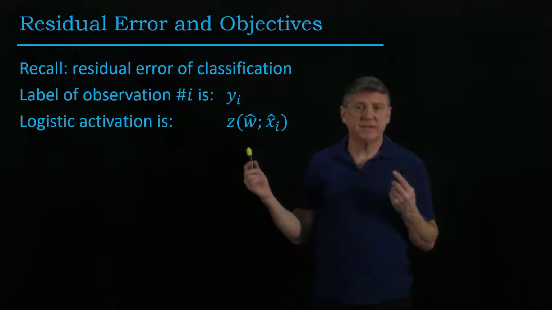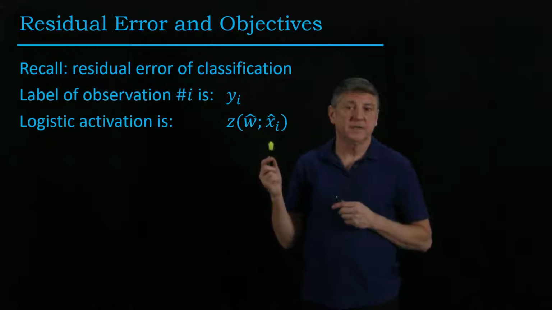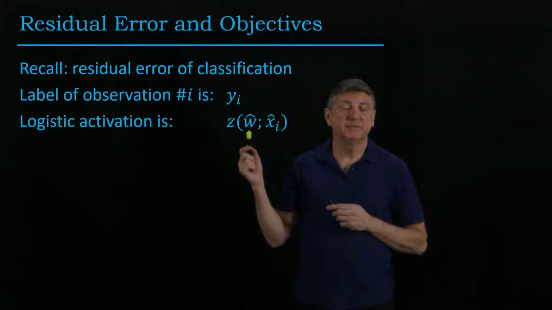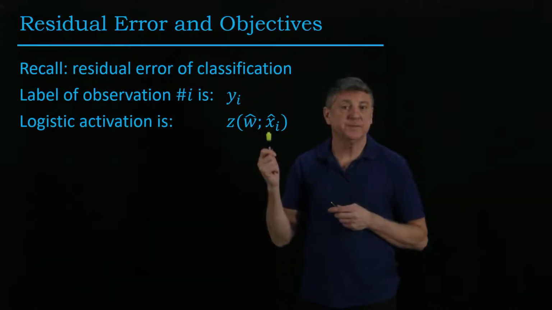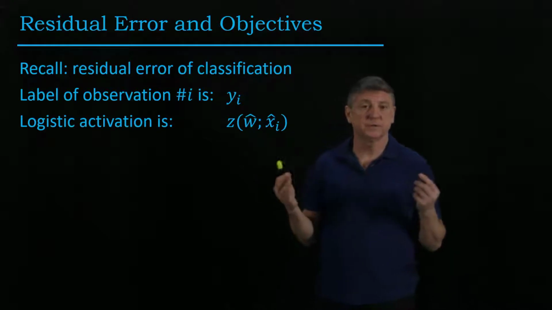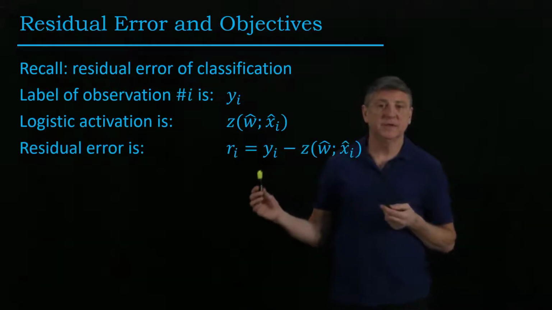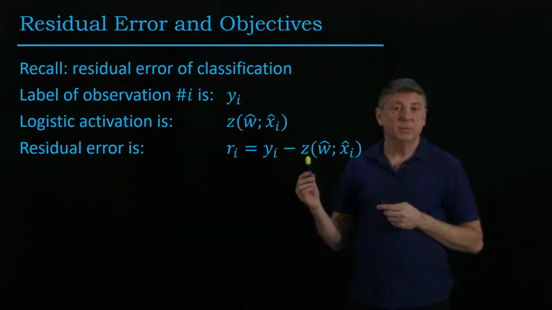The logistic activation is a function that depends on the augmented weight vector, and it also depends on the data vector. So what we'll usually do is we think of W as varying because that's what we have to learn, and X is fixed because that's what the user or another system is providing to us as data. The residual error is the difference between the label and the output.